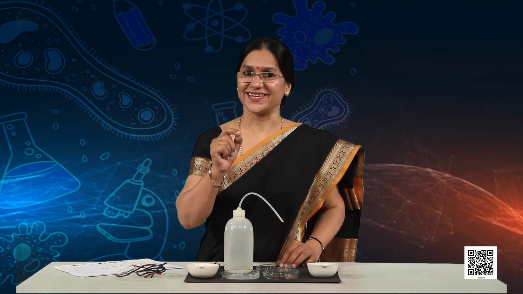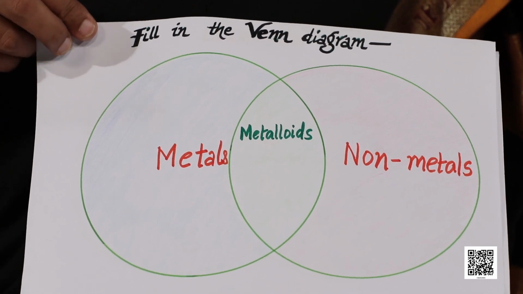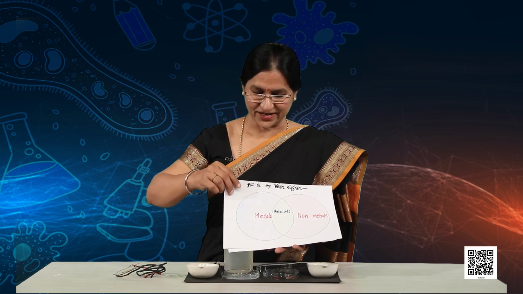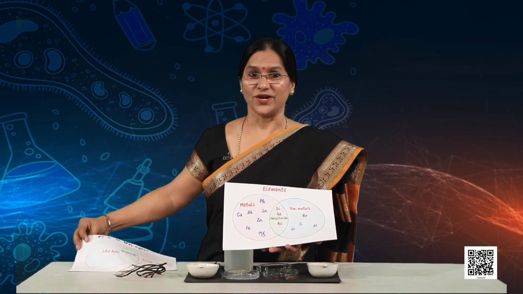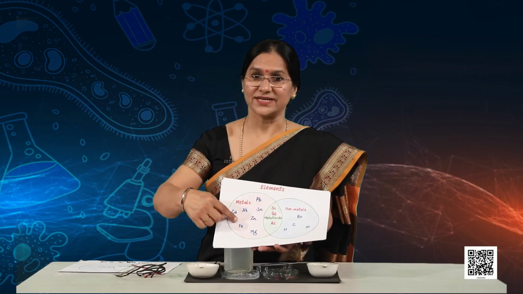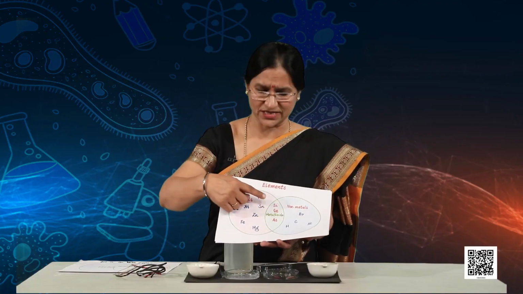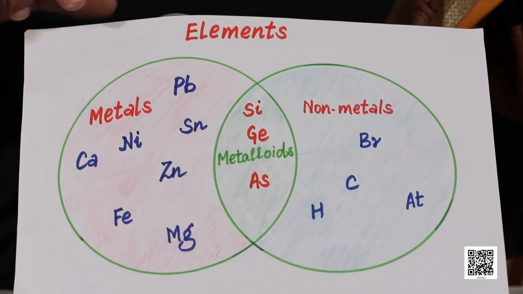Okay. And you had played a very interesting game in the beginning. Well, remember the Venn diagram game? So, for your portfolio, you have to keep a record also. What you can do is, the record in the portfolio will look something like this. The metals written in this circle, non-metals written in this circle, and you can also find out some metalloids which you can write over here.